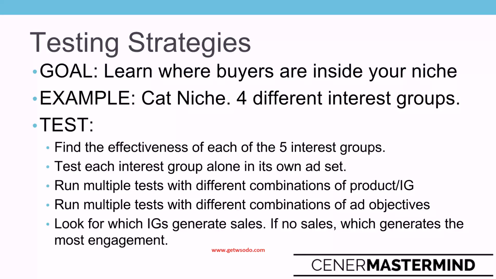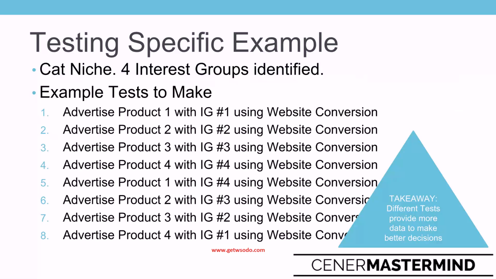Okay, you're going to want to run multiple tests, right? You want to do different combinations of product and interest group and ad objectives and all these different tests that you need to run, but you're going to see in the next slide how simple it is to get started, okay? You're going to want to simply look for interest groups that generate sales. That's the key.